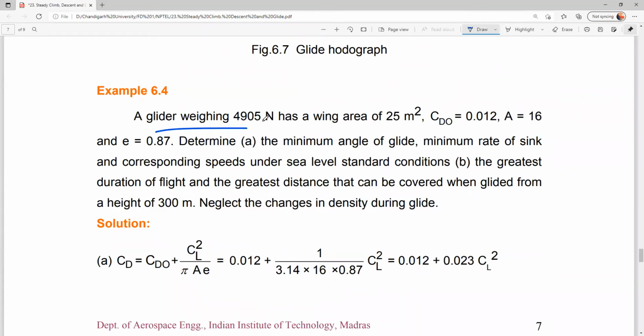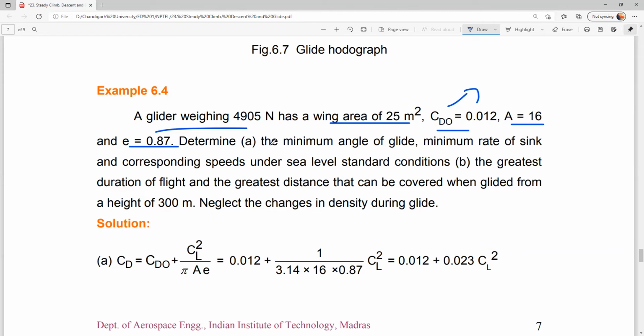So a glider weighing 4905 Newton, that is the weight of the glider, has a wing area of 25 meters square. The parasite drag coefficient CD naught is given, which is 0.012. Aspect ratio is given as 16, and the Oswald efficiency factor is given, so e is equal to 0.87.